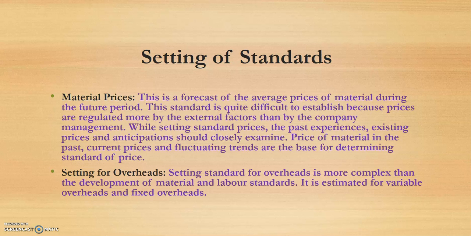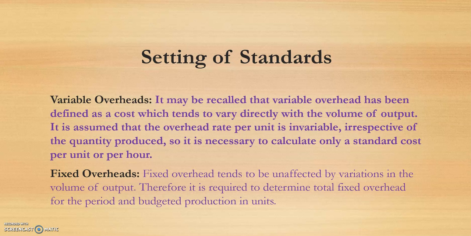Setting for overheads. Setting standard for overheads is more complex than the development of material and labor standards. It is estimated for variable overheads and fixed overheads. Variable overheads. It may be recalled that variable overhead has been defined as a cost which tends to vary directly with the volume of output. It is assumed that the overhead rate per unit is invariable irrespective of the quantity produced, so it is necessary to calculate only a standard cost per unit or per hour.